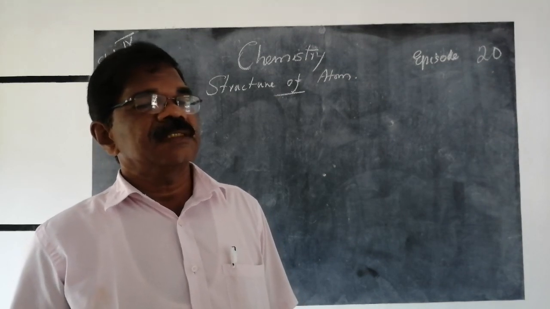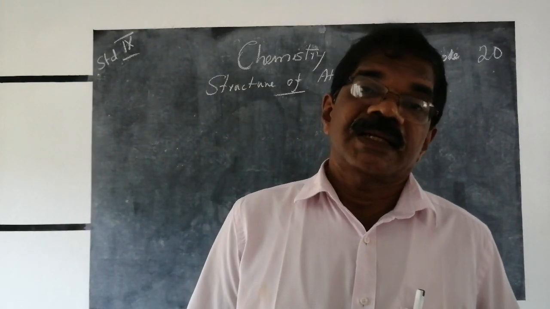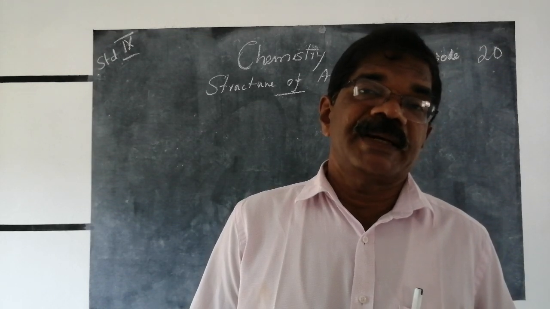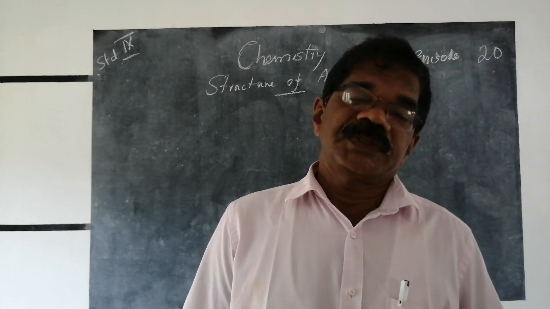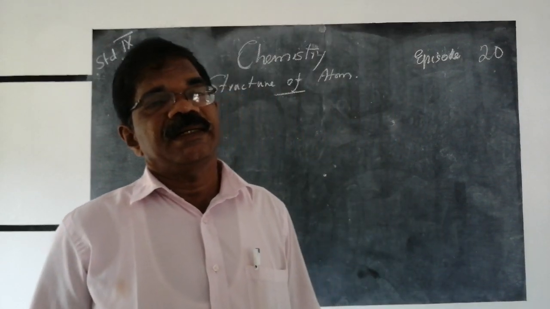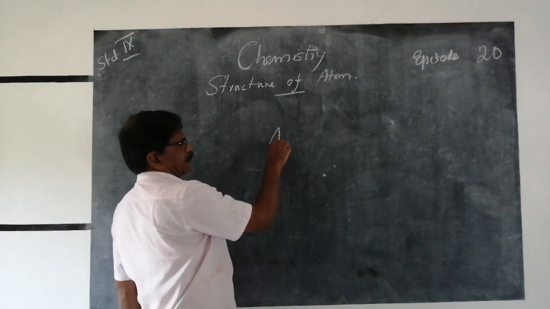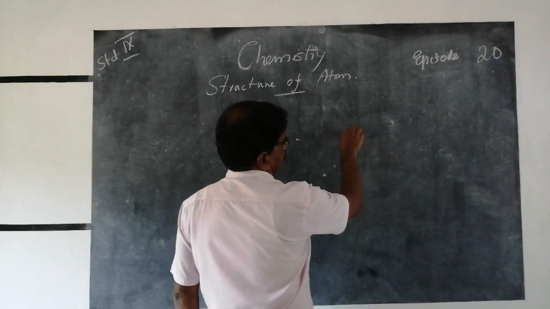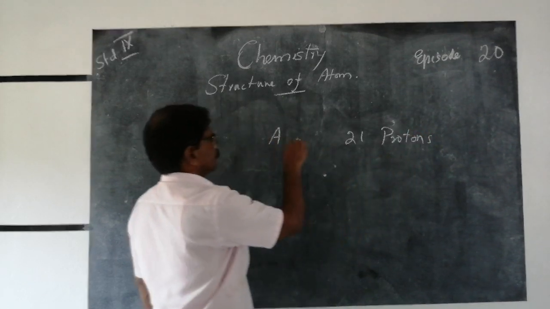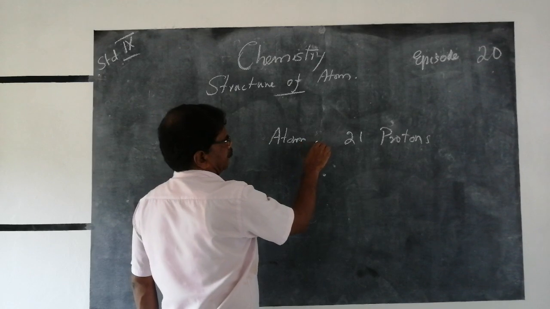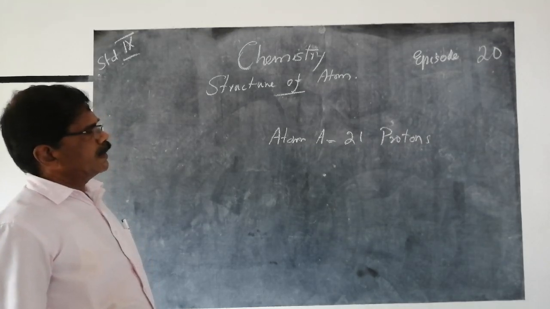Then the second thing you remember is the number of protons is always equal to the number of electrons. So, by knowing the number of protons or the number of electrons, we can reach certain conclusions. For example, the atom of an element contains 21 protons.